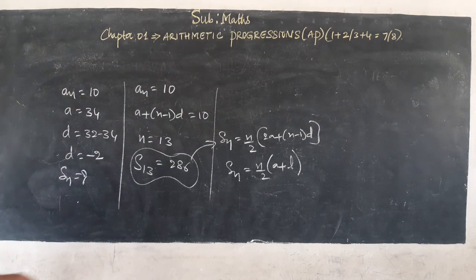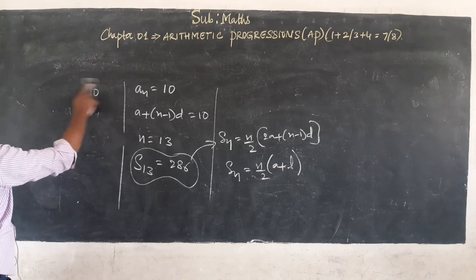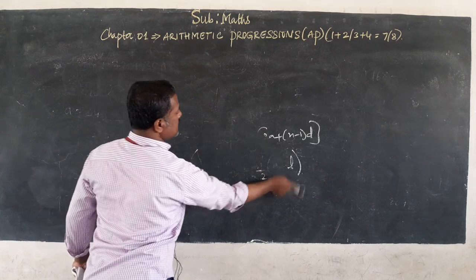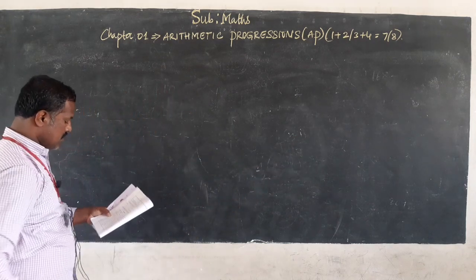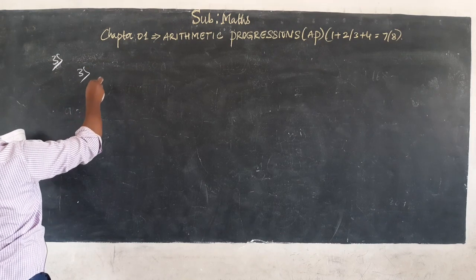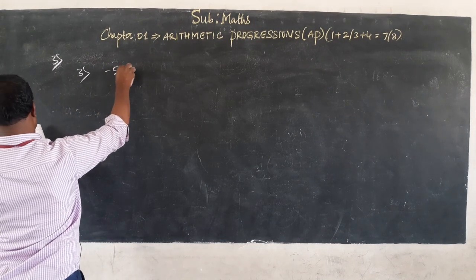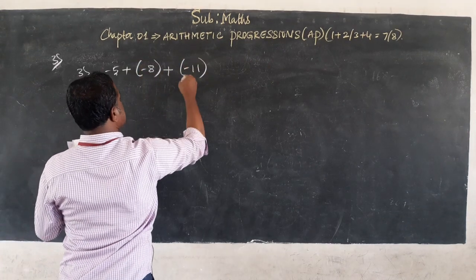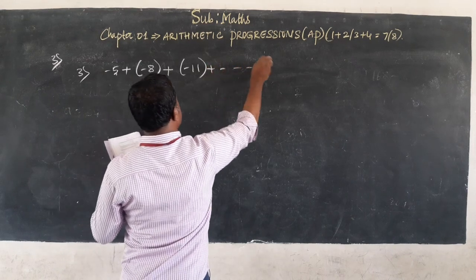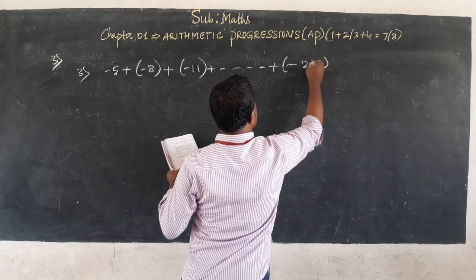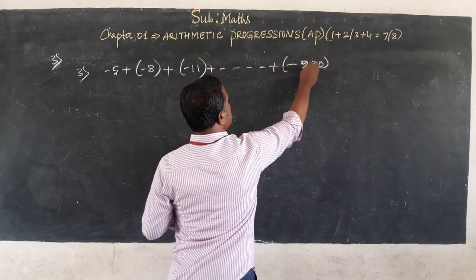Here I am explaining the problems quickly. Understand, children? Third problem, that is minus 5 plus of minus 8 plus of minus 11 plus dot dot dot plus of minus 230. Understand, children? What is it?